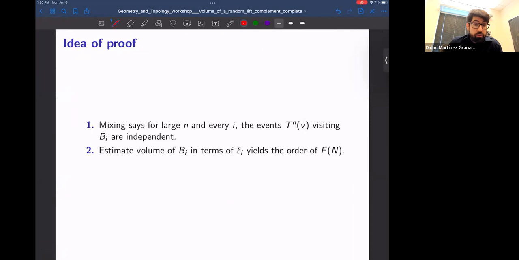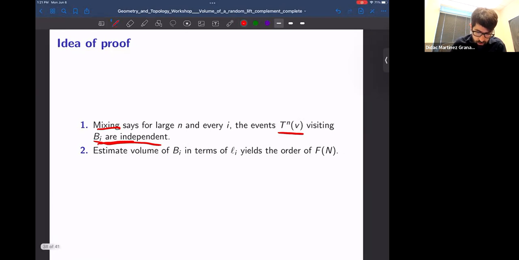Okay, and how do we prove this? So the way we prove it is by using the mixing properties that I outlined before. So you will be dealing with these sets B_i, and the fact that you have mixing is going to tell you that the events T^n v visiting one of the sets B_i are independent from each other. So that is helpful to compute probabilities. And then you also want to understand what the volume of these B_i sets is as a function of the hyperbolic length of the corresponding orthogeodesic class. Okay. So I'm not going to get into the details of that, but these are essentially the main two ideas or ingredients of the proof of this proposition.